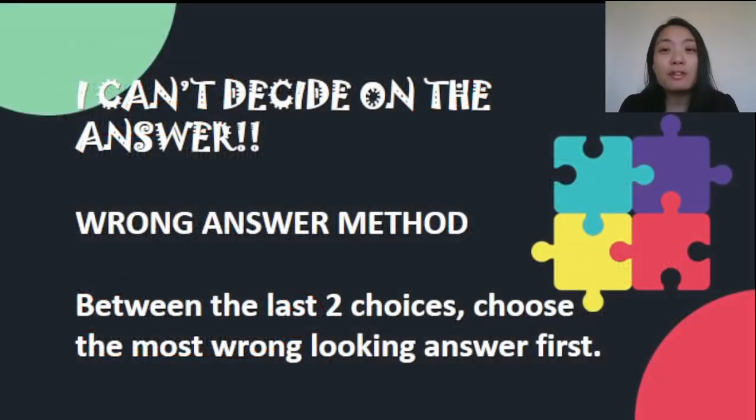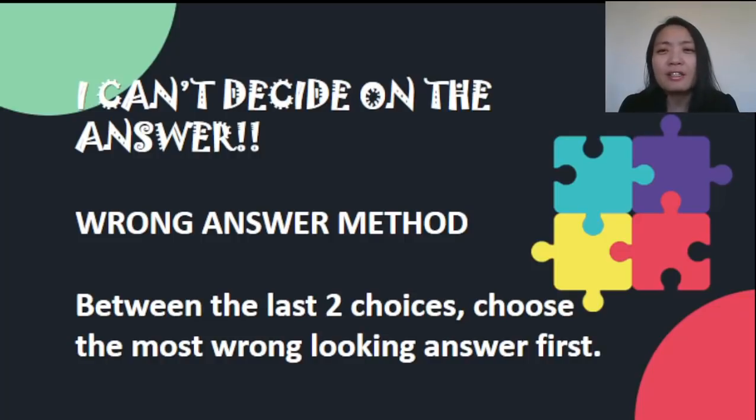What happens if you cannot decide on the answer? I would like to suggest this thing called the wrong answer method. This means that between the two options that you have in front of you, you choose the most wrong looking answer first. And that is the wrong one. Because it's always easier for us to point out something that is wrong than to point out something that is right. Isn't it? It's always easier to find fault with your friends or find out your friends' mistakes than to see the positive side. So it's always like that.